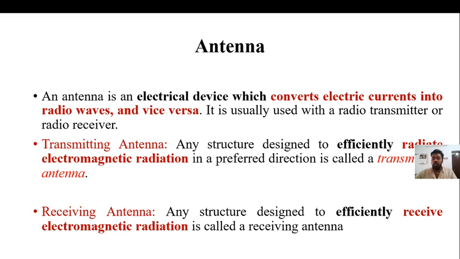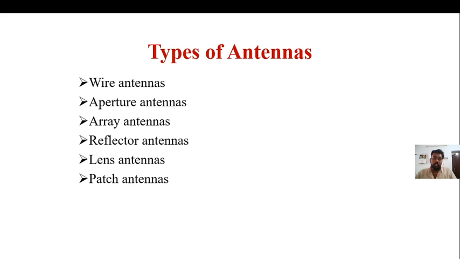Basically there are two types of antenna, one is transmitting and the other is receiving. A transmitting antenna radiates electromagnetic radiation efficiently. A receiving antenna efficiently receives electromagnetic radiation. So what are the different types of antenna? Wire antenna, aperture antenna, array antenna, reflector antenna, lens antenna, and then the patch antenna.